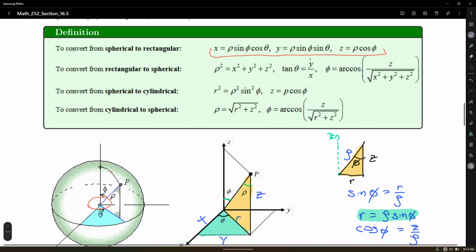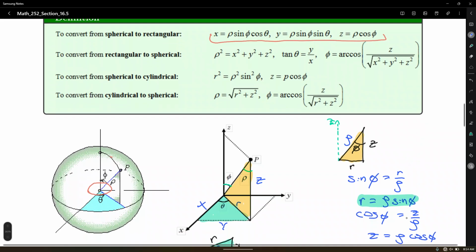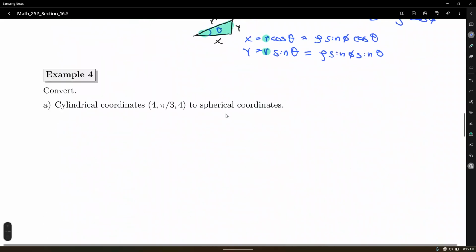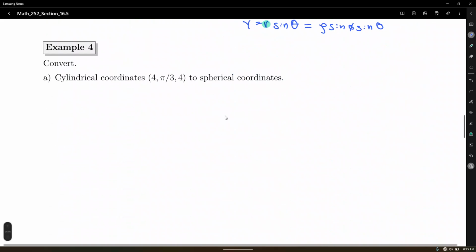The angle theta, it's still the relation, the tangent of the angle, it's still the ratio y over x. And this arc cosine, well, we can derive it from this relation here, because here cosine phi equals z over rho, but rho would be the square root on both sides, which is this expression here. All right, so we don't need to derive all of these formulas. Actually, these come up when we convert other equations, when we convert other points, which is what we're going to do right now. Convert the cylindrical coordinates points to spherical coordinates.